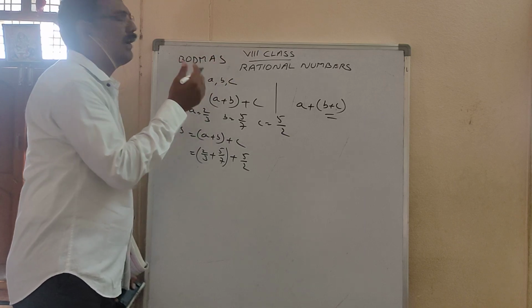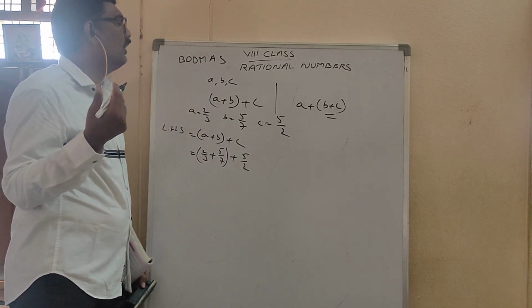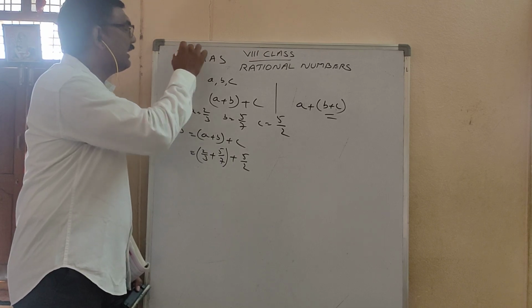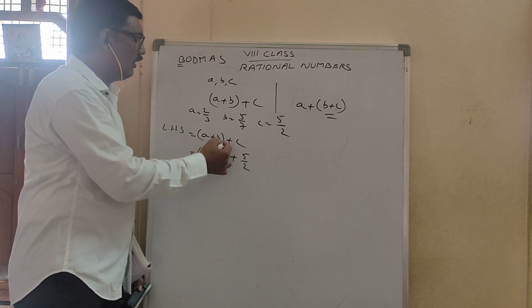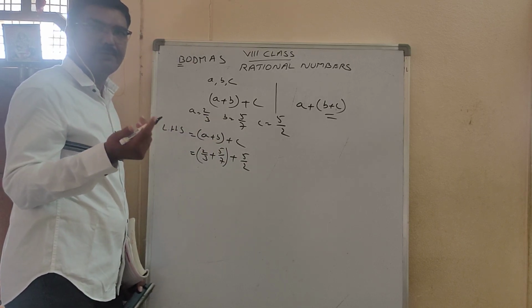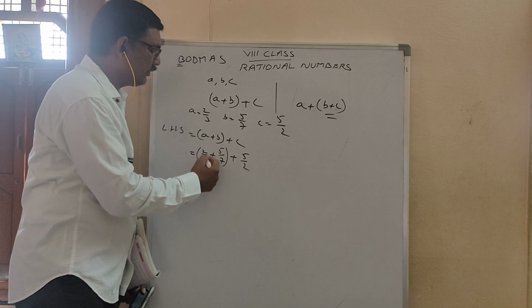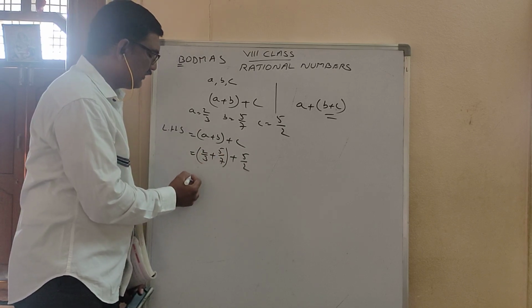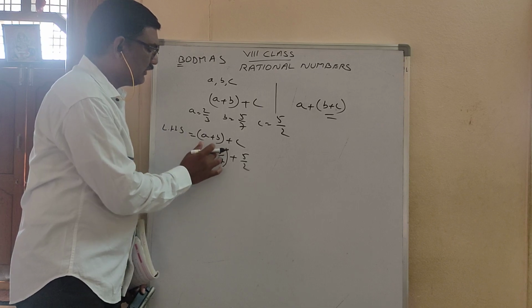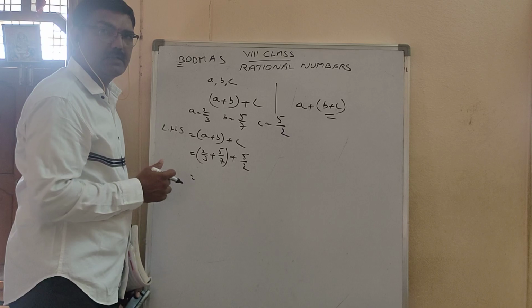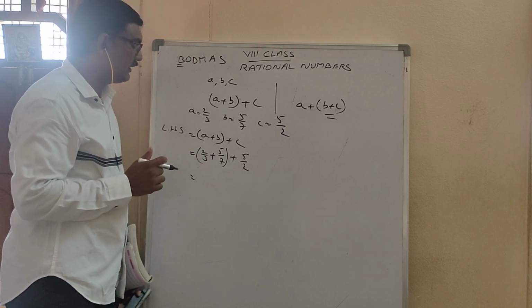Means priority, for whom you have to give. First braces, means brackets. If you are seeing brackets, inside the brackets you have to simplify. So here it is brackets only. You should simplify these two. Some students will do 2 plus 5 is 7, 3 plus 7 is 10. They will write it like that. But we can't add fractions like that.